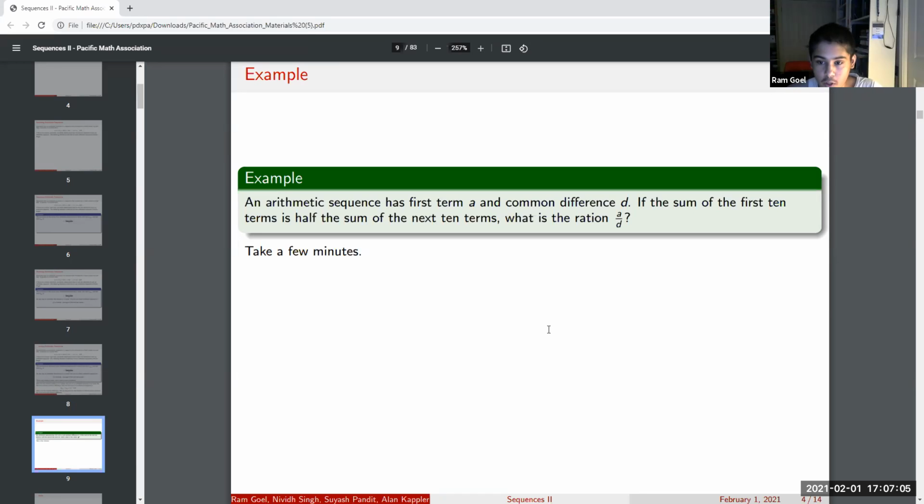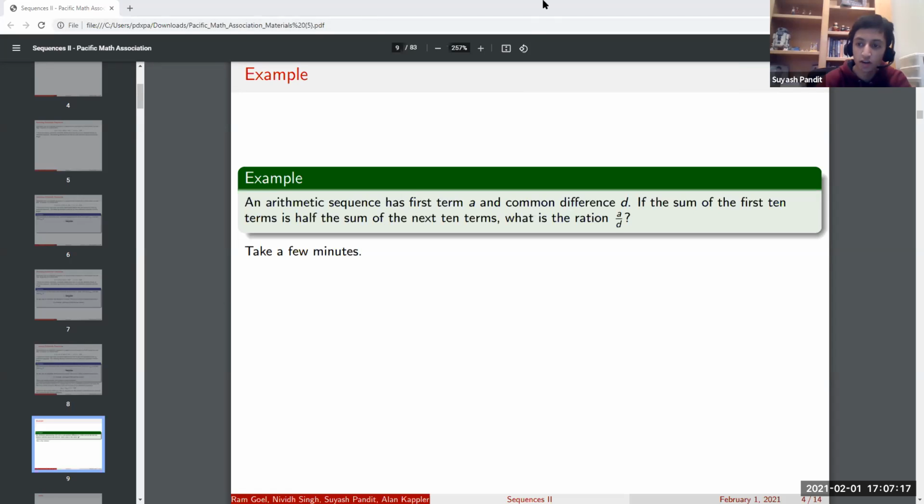Again, if you have any questions or you want to confirm your answer, then you can send it to one of us, one of the instructors. I think what Nivet just talked about with finding the sum of an arithmetic sequence, that's very important here.